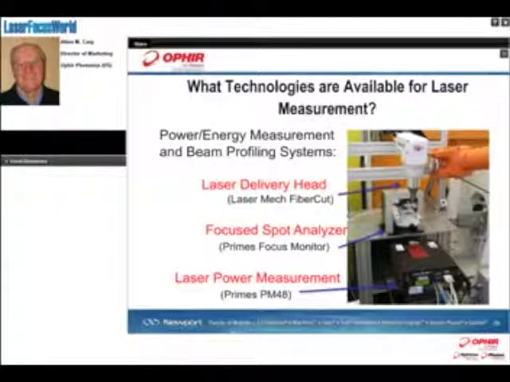Here's a picture I showed earlier, but it's more or less an all-in-one system. At the top here, we've got the delivery head, or the processing head. It's attached to a robot here. And then the focus spot is somewhere below that head. In the middle there, we see the focus spot analyzer, and this device is made by Primes. It's a focus monitor. And below that, you've got a device that's measuring laser power. So you've got the beam profile as well as the power measurement, all in the same system.